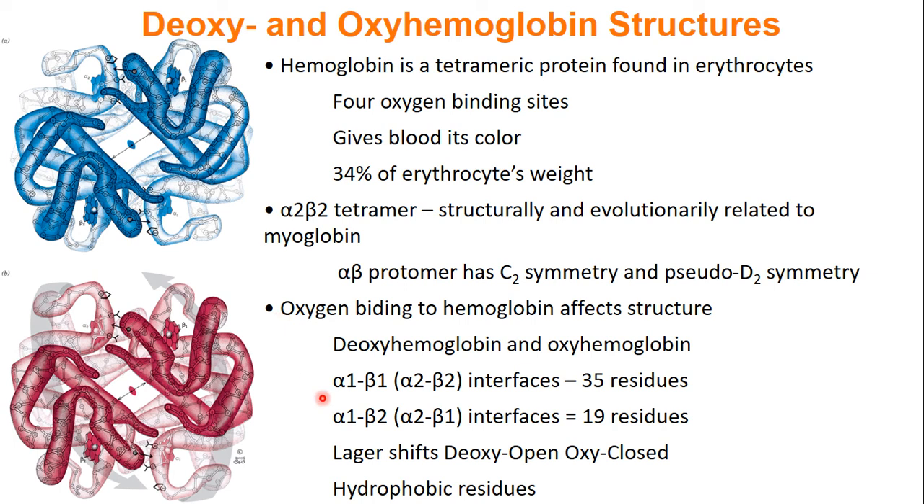But there's a lot of communication between our different subunits. At the alpha 1 beta 1 interface, that is between subunit alpha 1 and subunit beta 1, and conversely alpha 2 beta 2, there are 35 residues in contact. In alpha 1 beta 2, there are 19 residues in contact. So we have a lot of residues from different subunits interacting with each other. It makes sense that we could shift the entire molecule, shift all 4 subunits at once.